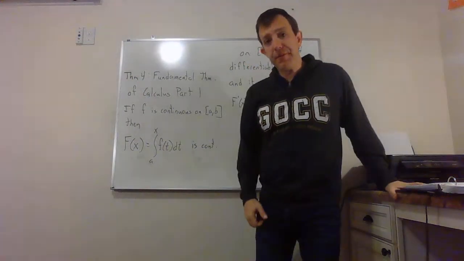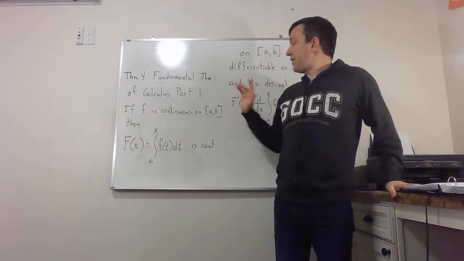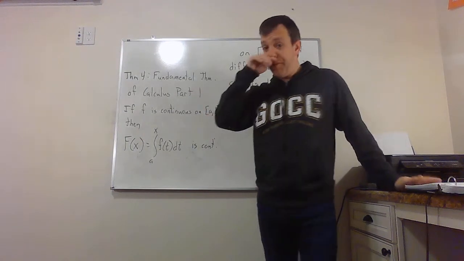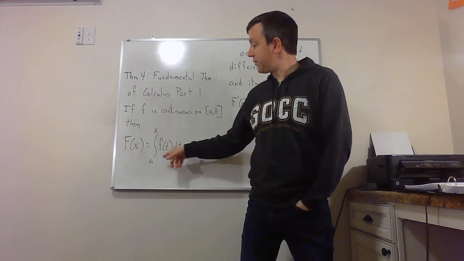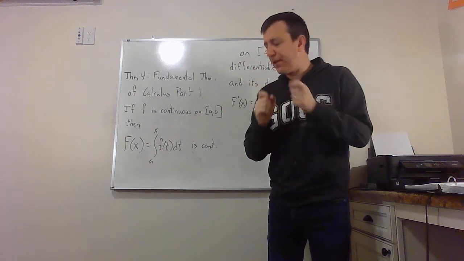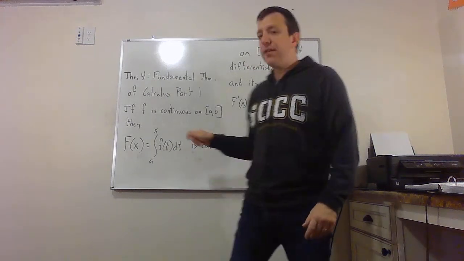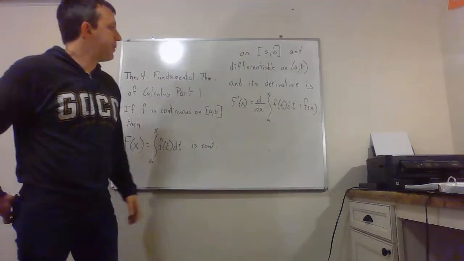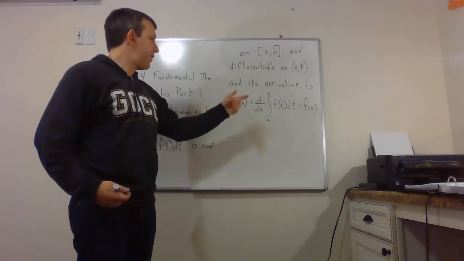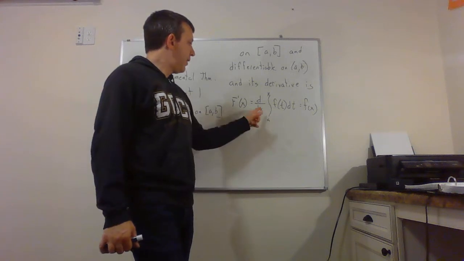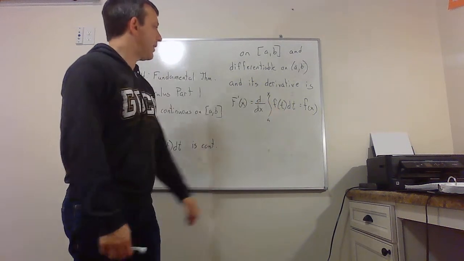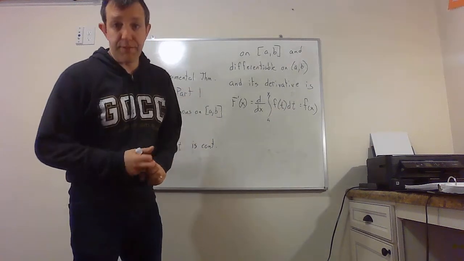The fundamental theorem of calculus part 1. It says, if f is continuous on a closed interval [a, b], then the function capital F of x, which is equal to the integral from a to x of f of t dt (oh boy, that's fun right there, we'll come back to that), is continuous on the closed interval [a, b] and differentiable on the open interval (a, b), and its derivative is F prime of x, equal to d/dx, the derivative with respect to x of that integral from a to x of f of t dt, equal to f of x.